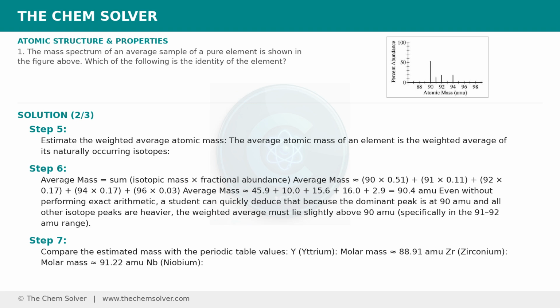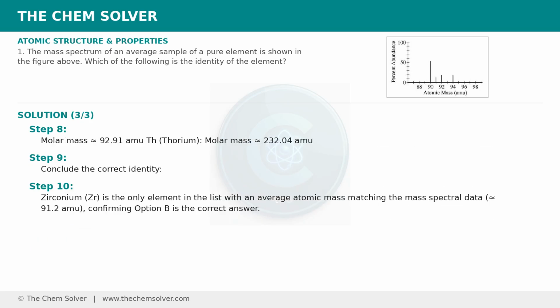Y, yttrium, molar mass approximately 88.91 AMU. Zr, zirconium, molar mass approximately 91.22 AMU. Nb, niobium, molar mass approximately 92.91 AMU. Th, thorium, molar mass approximately 232.04 AMU.